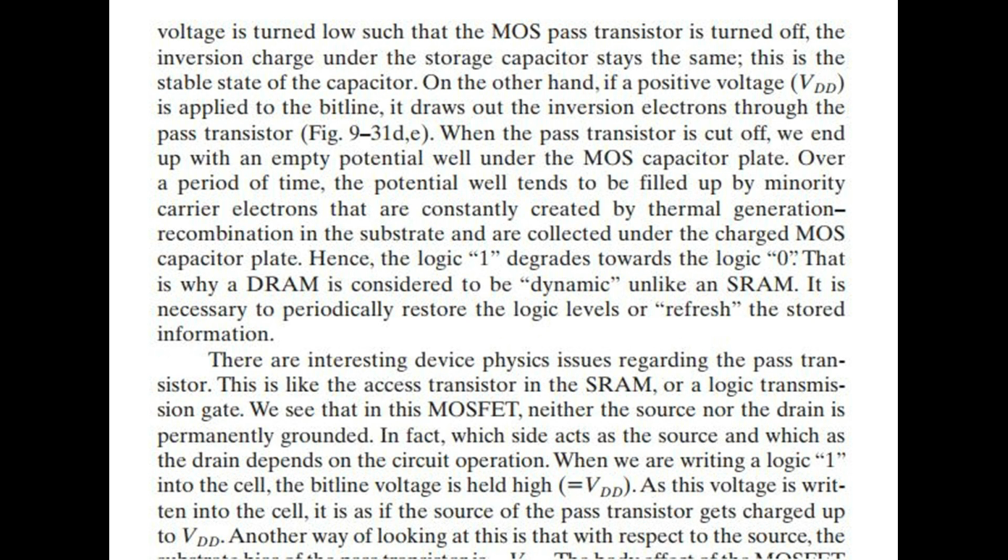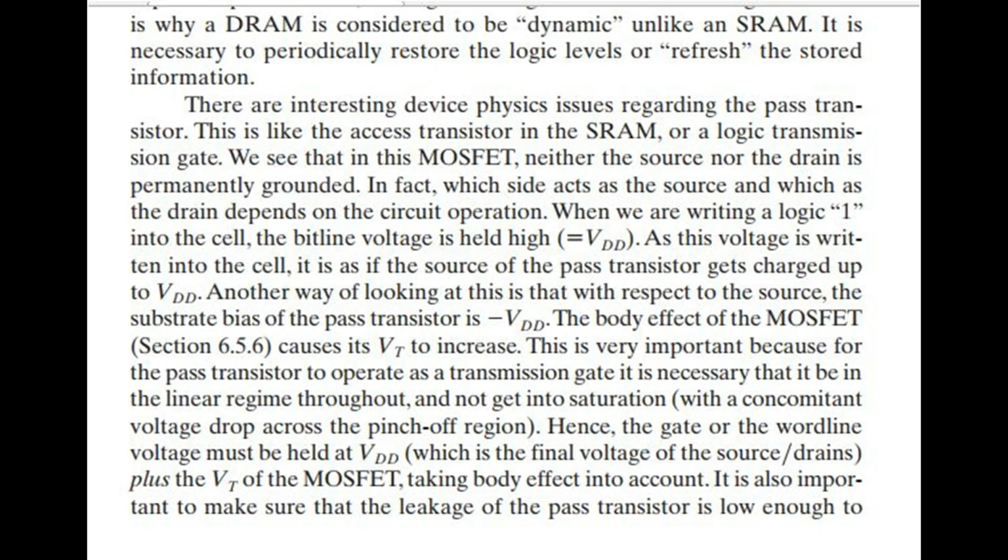There are interesting device physics issues regarding the pass transistor. This is like the access transistor in the static random access memory, or a logic transmission gate. We see that in this MOSFET, neither the source nor the drain is permanently grounded. In fact, which side acts as the source and which as the drain depends on the circuit operation. When we are writing a logic 1 into the cell, the bitline voltage is held high, equal to VDD. As this voltage is written into the cell, it is as if the source of the pass transistor gets charged up to VDD. Another way of looking at this is that with respect to the source, the substrate bias of the pass transistor is VDD.